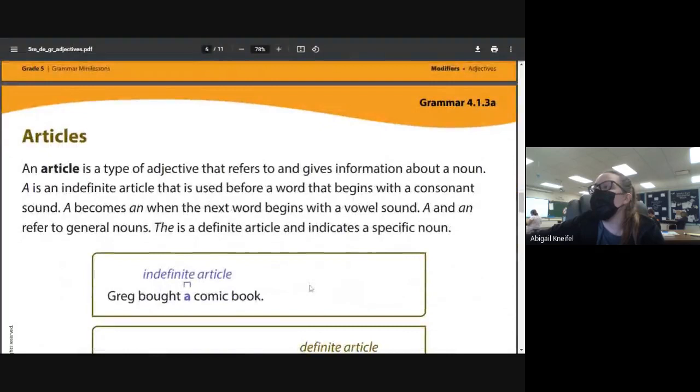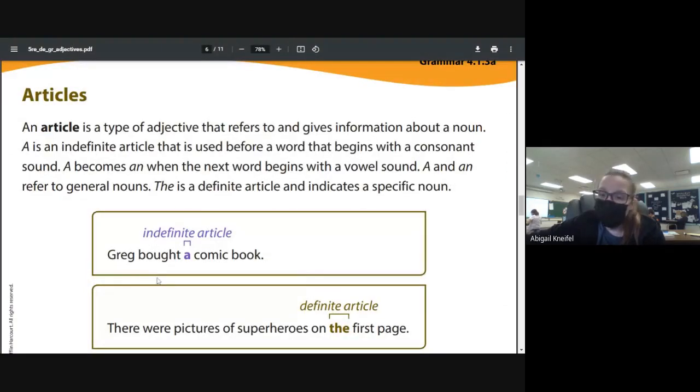Today we're moving on to articles. And you know what articles are, you just probably don't know they're called articles. An article is a type of adjective that refers to and gives information about a noun. A is an indefinite article that is used before a word that begins with a consonant sound. A becomes an when the next word begins with a vowel. A and an refer to general nouns. The is a definite article and indicates a specific noun.